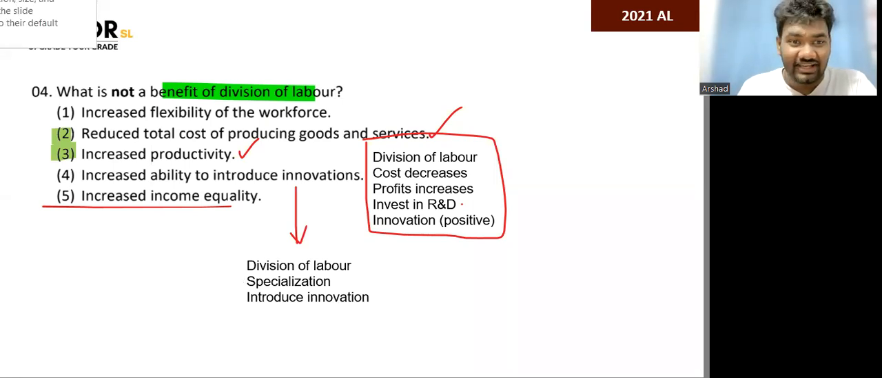So is that fine? Can I cut off answer number 4 as well and say that this is also a benefit of division of labor? Yeah. Then answer number 1, right?